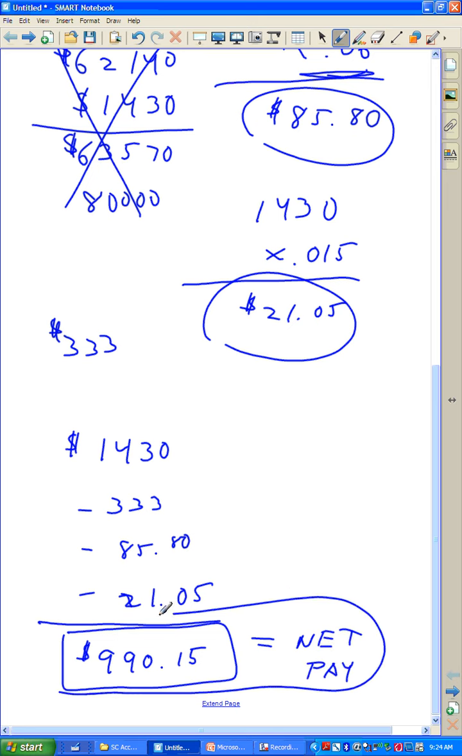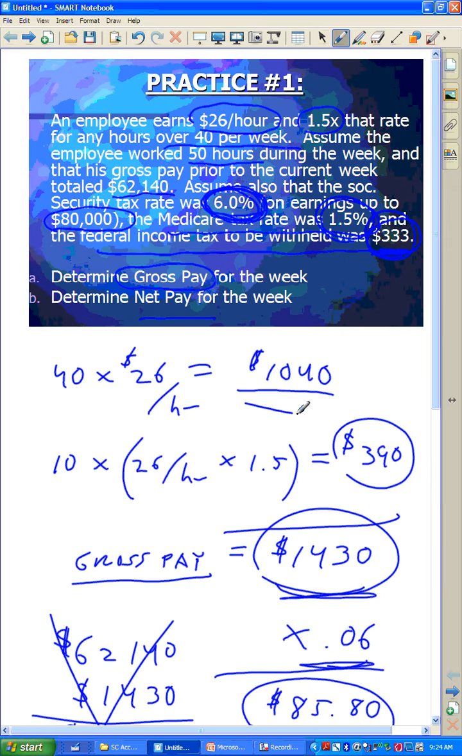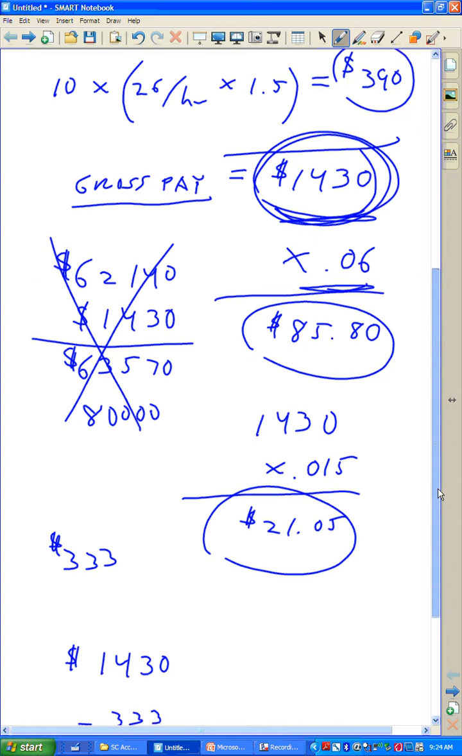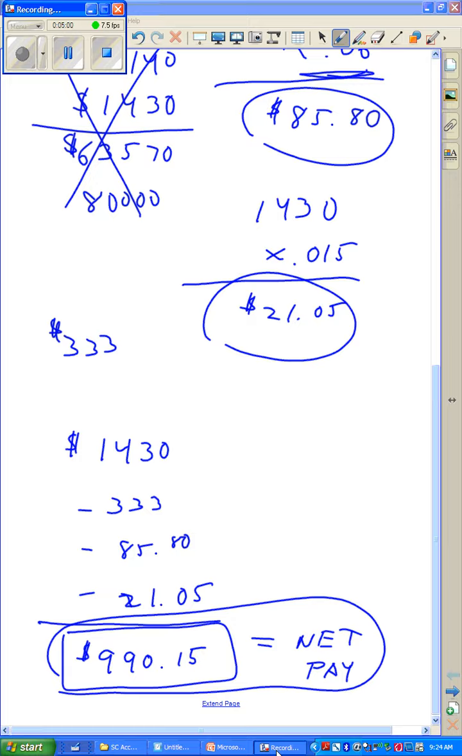So there's one answer, net pay. Your other answer up here was gross pay, and I hope the gross pay was pretty simple. But anyway, the net pay with all the deductions, that's how you figure those out. Okay, I hope that works. Hope that helps people. And there you go.